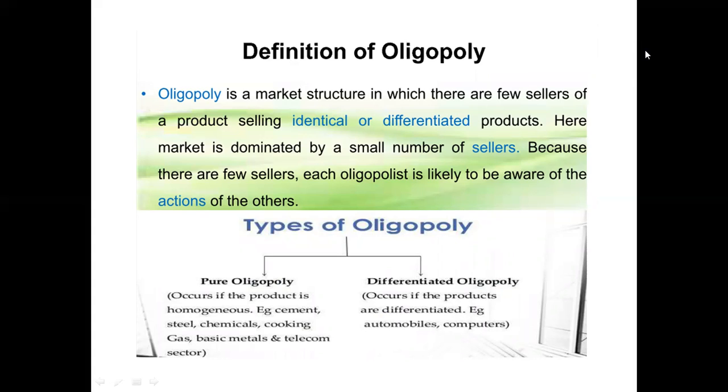So, types of oligopoly: the first is pure oligopoly, and it occurs if the product is homogeneous, like we can see cement, steel. Then differentiated oligopoly occurs if the product is differentiated, like we can see in automobile industries.